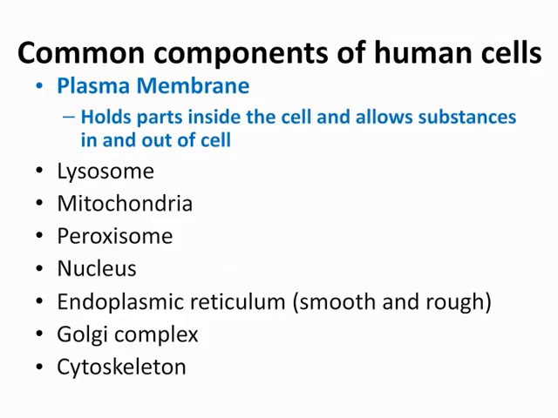So your very first learning objective is to describe the structure and composition of the plasma membrane. This is a very important slide. He's going to break down each of these chronologically. So we're going to start with the plasma membrane. Remember, your plasma membrane is what holds everything together. It allows things inside the cell and allows things out of the cell.